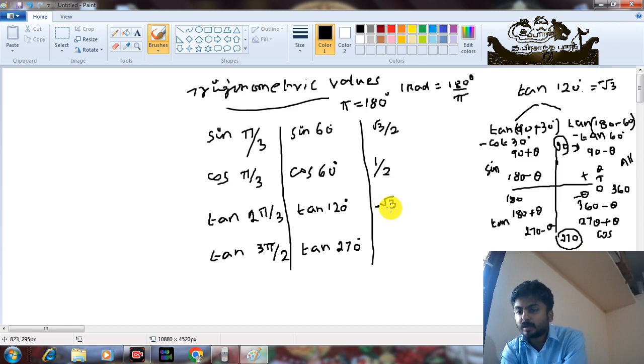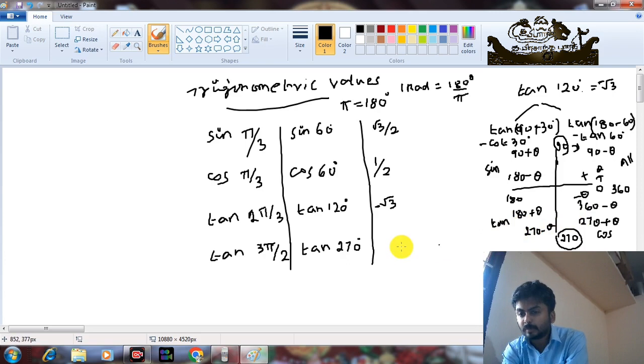Okay, because on many occasions we may happen to make mistakes. I am explaining the ways of avoiding such mistakes. Okay, so it is minus root 3, and tan 3 pi by 2. So it is tan 270. So tan 270 minus theta comes under tan family. So here I am writing tan 270 minus 0, simply tan 270 minus 0.